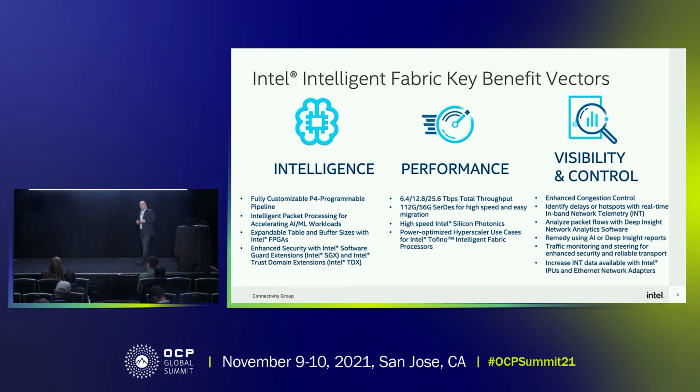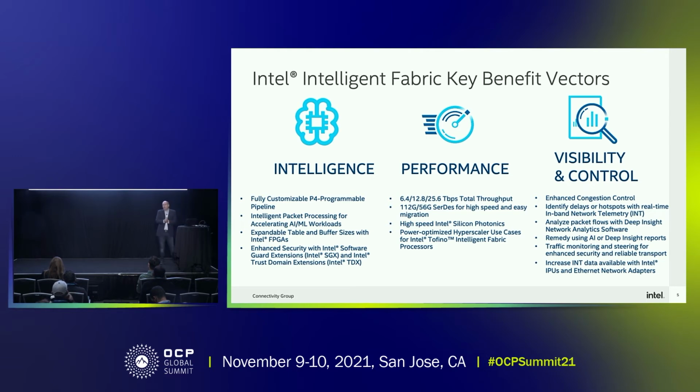So lots of examples, and these are just a few today, more coming tomorrow. On the performance side, we're talking about at least 25 terabit per second switches, bisectional throughput for networks. We're talking about 112 gig SerDes, right? The latest and greatest in terms of physical interfaces. High-speed silicon photonics for both short and long reach across the data center. And finally, power optimizations, because performance can never be alone, it's always performance against power, obviously. Finally, the third vector here was visibility and control.